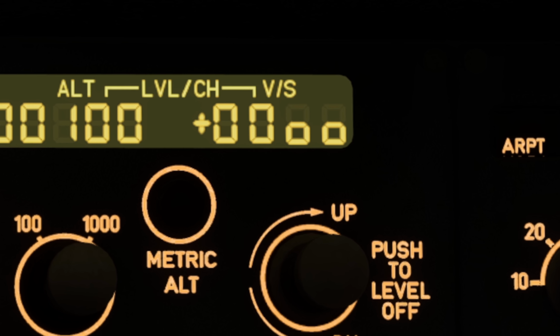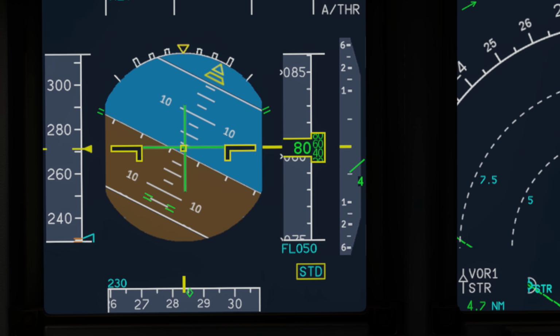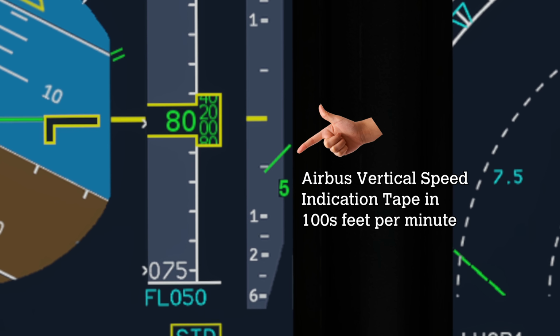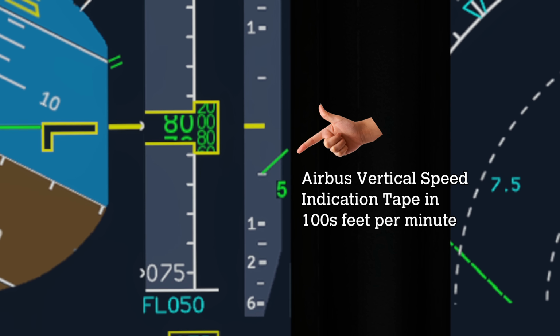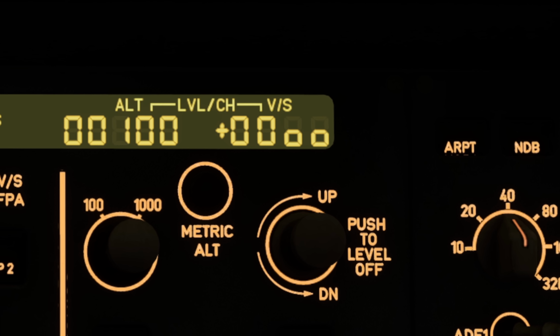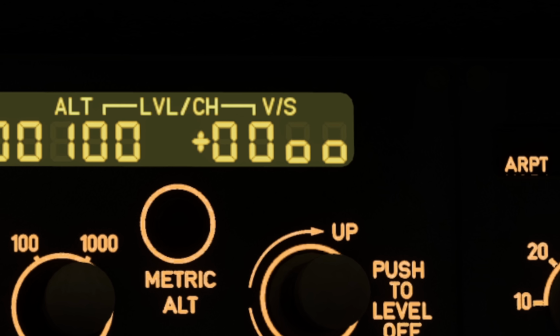First of all, what do we mean by vertical speed? Basically, it's how quickly the aircraft will climb or descend. As feet is the standard unit of altitude in aviation, vertical speed is therefore usually measured in feet per minute. On the A320, Airbus designed this window to show a positive or negative symbol in addition to the value selected.